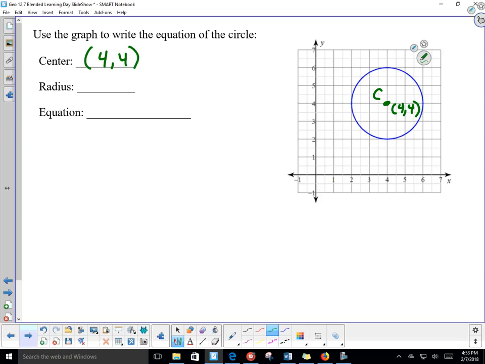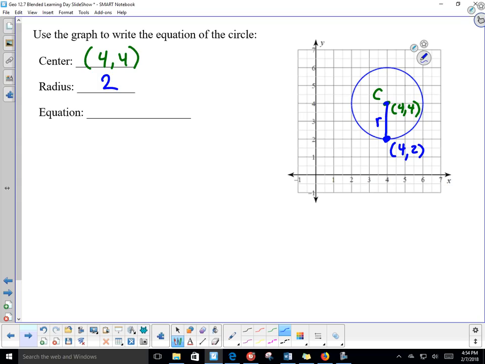And now we need to find out what the radius is. Well, you can go from the center to any point on the circle to get the radius, but it's easiest if you just go horizontally or vertically. So let's just go straight down to get to a point on the circle. And so this means this is going to be our radius, r. And it looks like I went from (4, 4) down to the ordered pair (4, 2). And so that's a distance of 2. So the radius is 2 units.